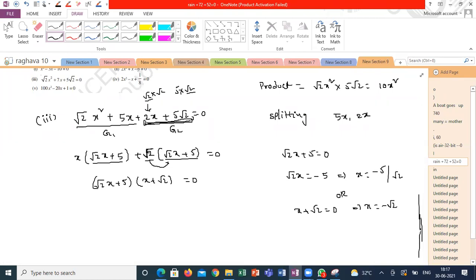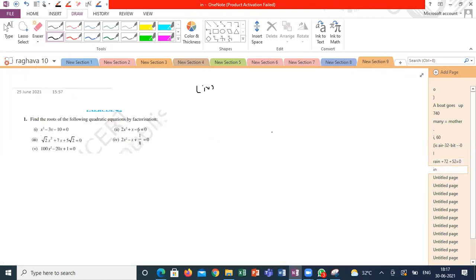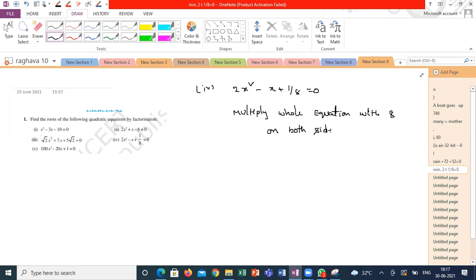Next one, guys. Who is going to explain the next one? I am making the whole expression without fraction for our comfort. Multiply the whole equation with 16 on both sides. This will be 16x square minus 8x plus 1 is equal to 0. This is my standard form.